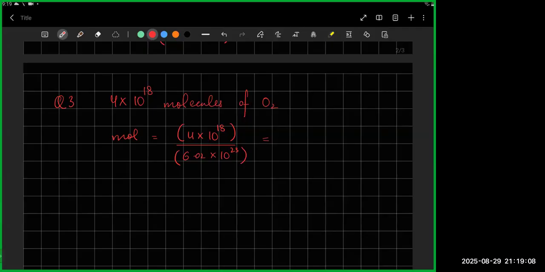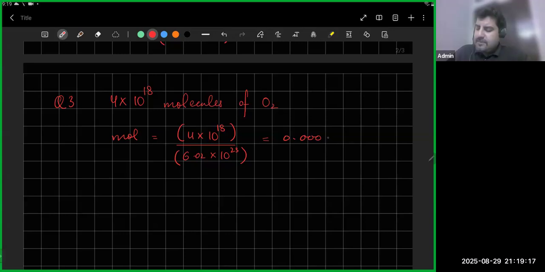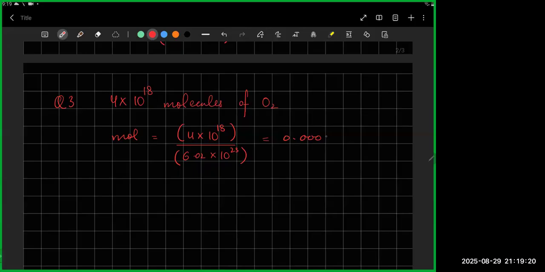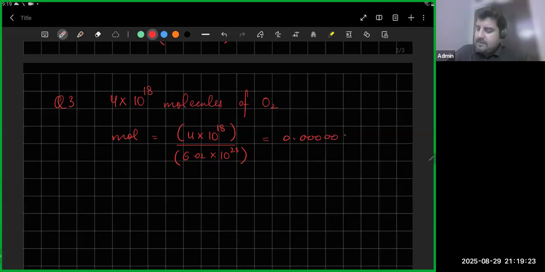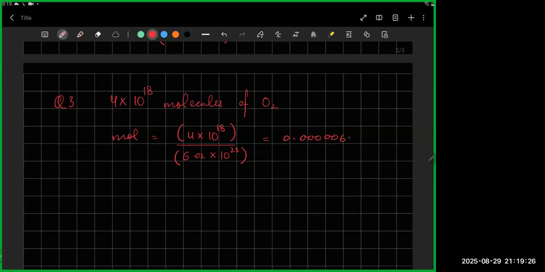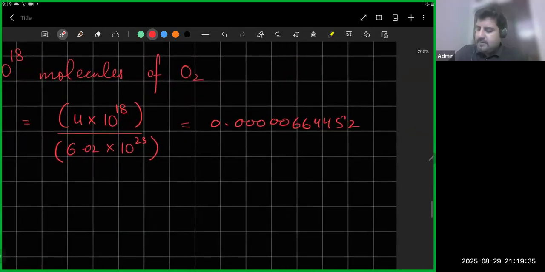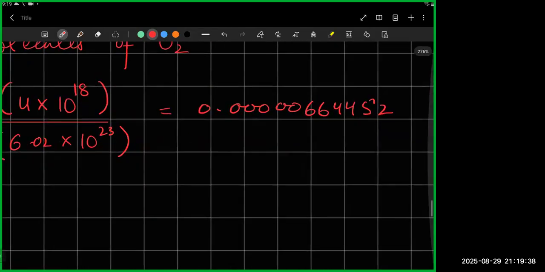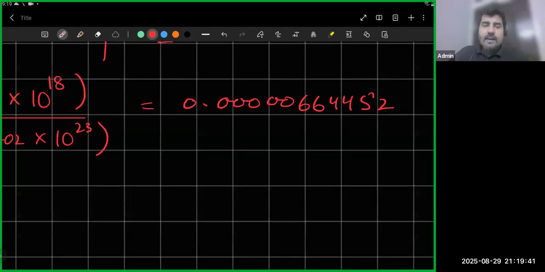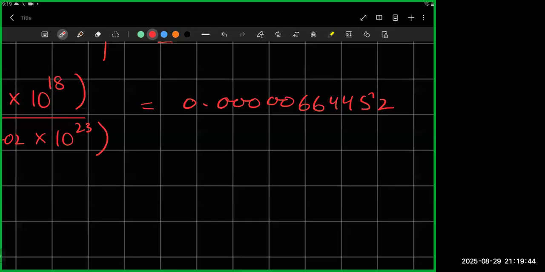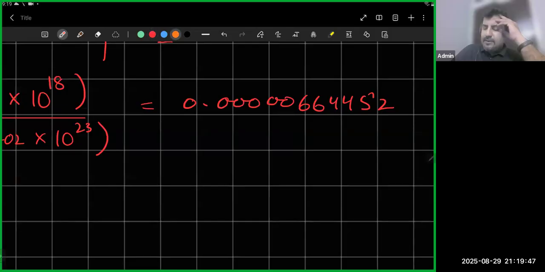How many moles is this? Sir, I'm getting 0.0000664452. How many zeros after the point? 5 zeros. And after that? 6644 and 52. Was that how the calculator gave the number, or in some other form? Sir, it was written this way. Did somebody else try this? Normally the calculator is not going to give the number in this form. It's going to give this number in standard form.